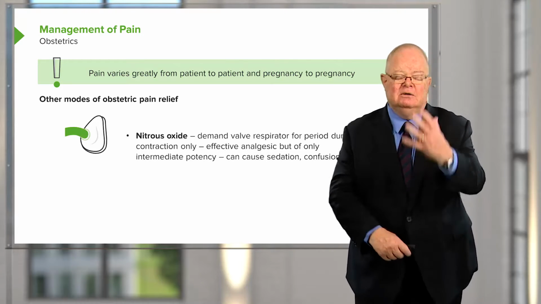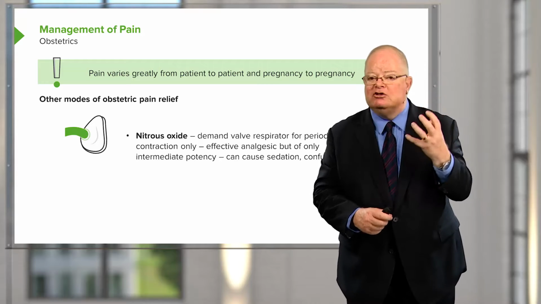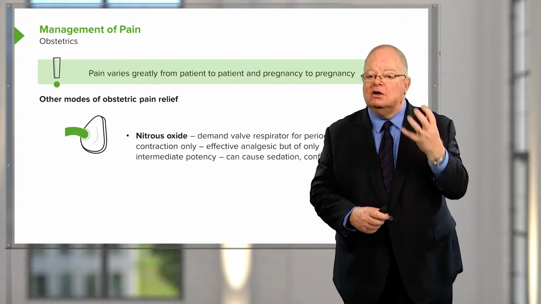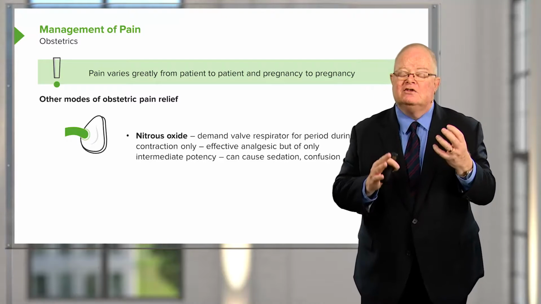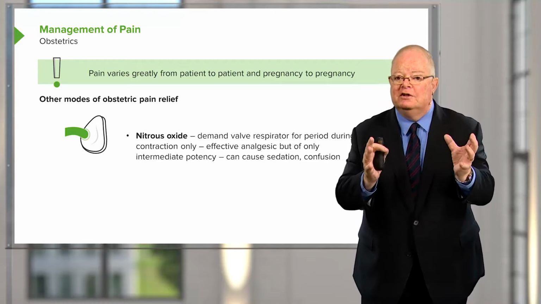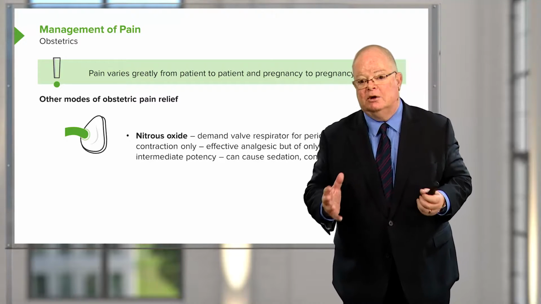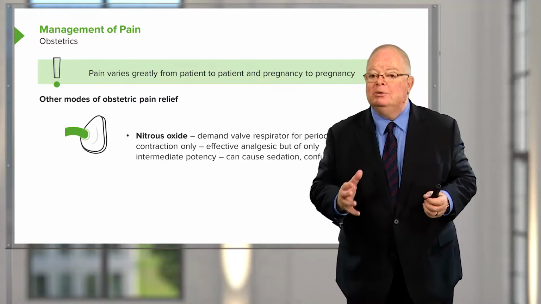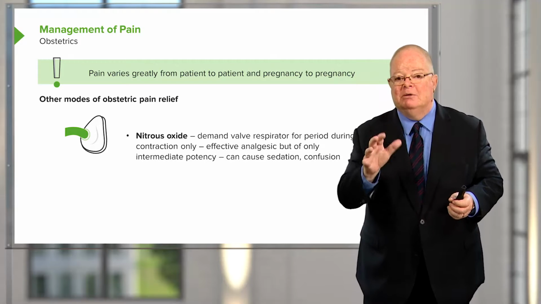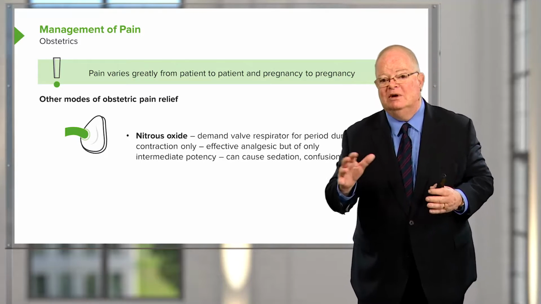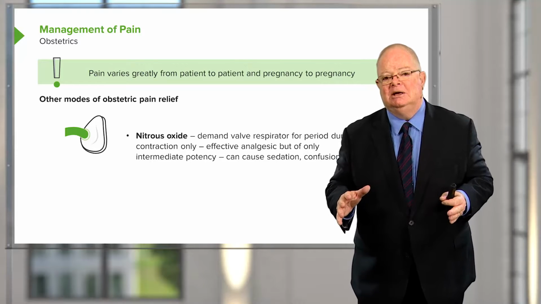Nitrous oxide, which is breathed through a demand valve, so it only goes to the patient when she takes a breath in, is also used. So the patient has to be taught how to use it. She has to be told that as soon as she starts to feel the contraction developing, she should take a big breath of nitrous oxide or a couple of breaths. And this will produce quite effective analgesia, but only of intermediate potency. So later in the labor, it's probably not going to be terribly useful.